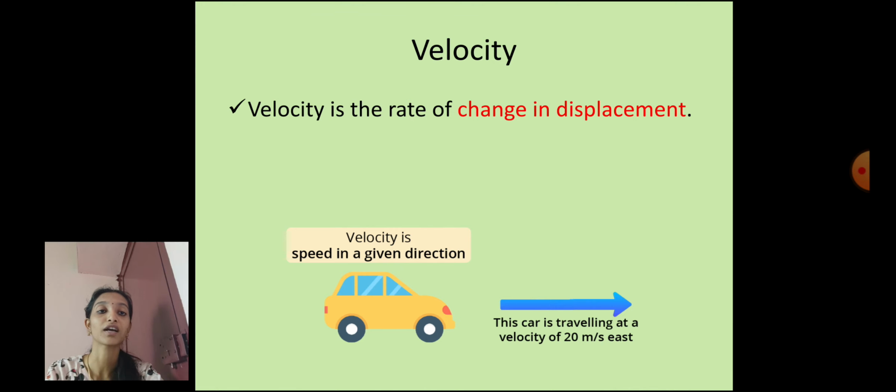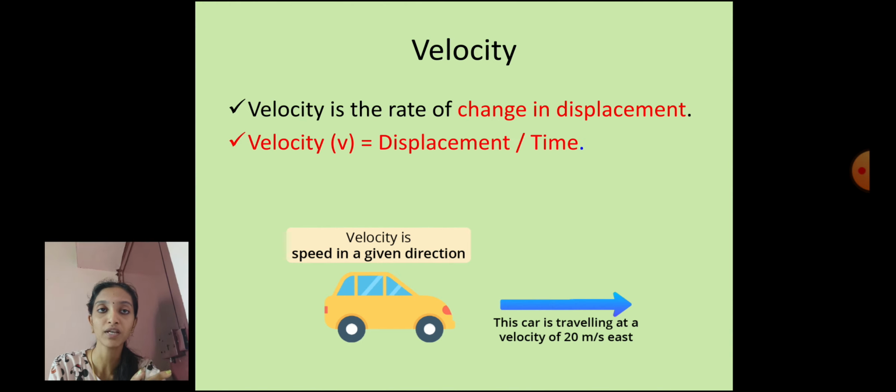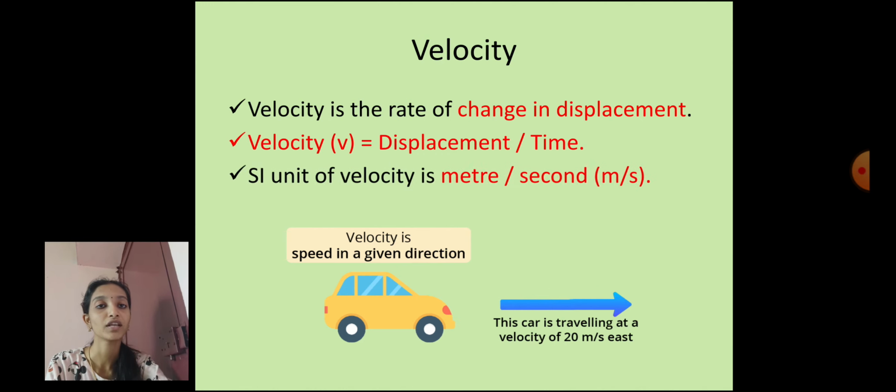So the car is traveling at a velocity of 20 meter per second in the east. East represents the direction. So velocity is the rate of change of displacement. The formula for velocity is equal to displacement divided by time. The SI unit of velocity is meter per second. Speed also has the SI unit meter per second.